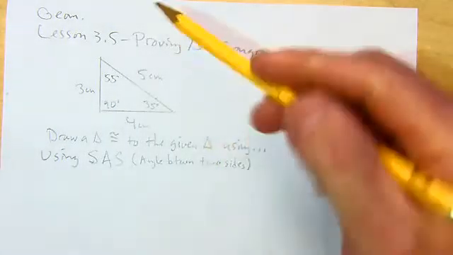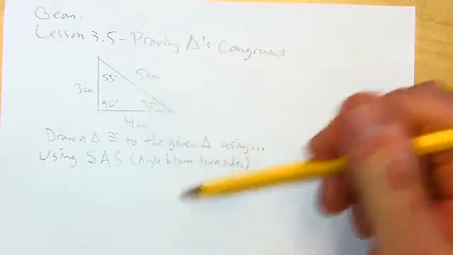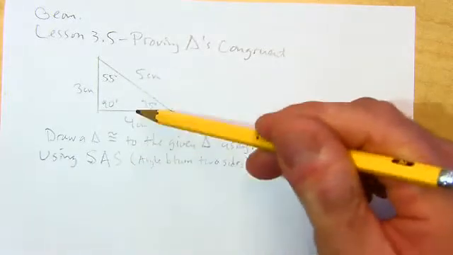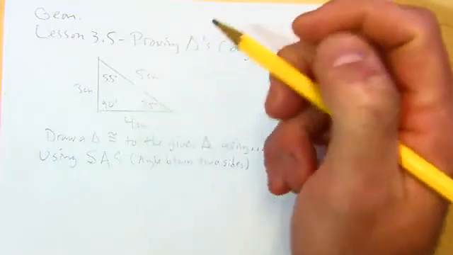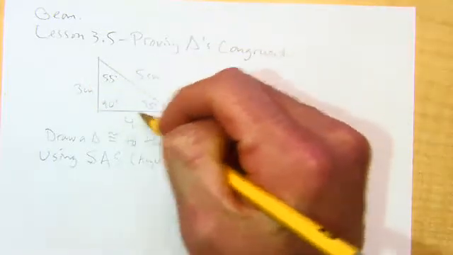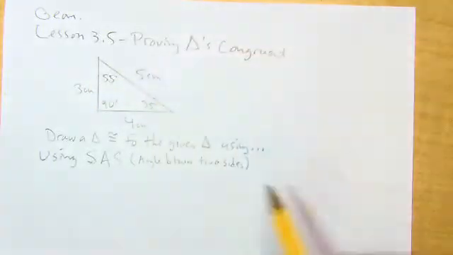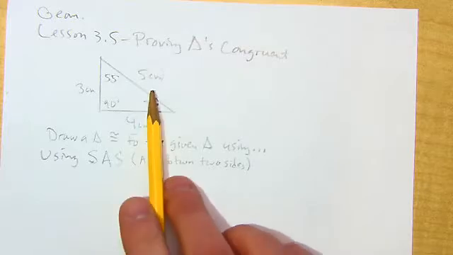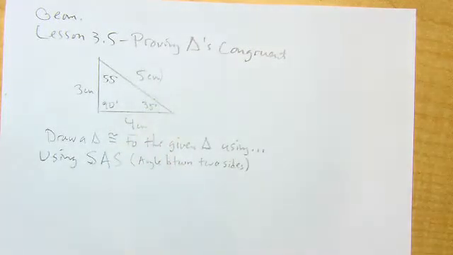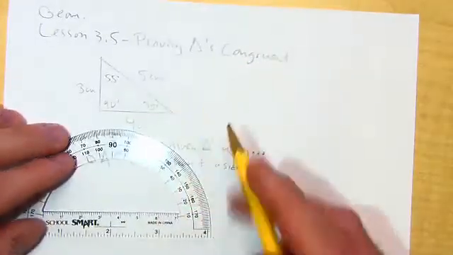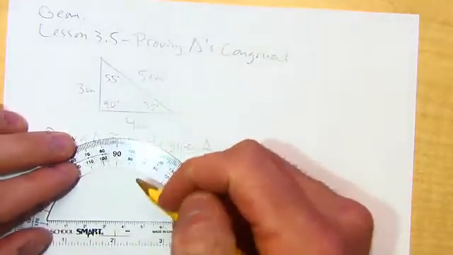So I got to pick a side, an angle, and a side to copy down here to make a congruent triangle. You can pick any as long as the angle is between the two sides. So, let's just do this, this, and this. Okay, see how the angle is in between these two sides where those sides meet? So that would be side, angle, side.